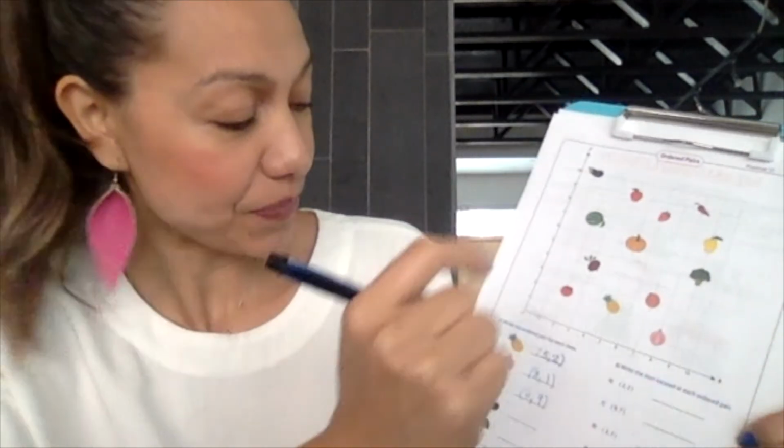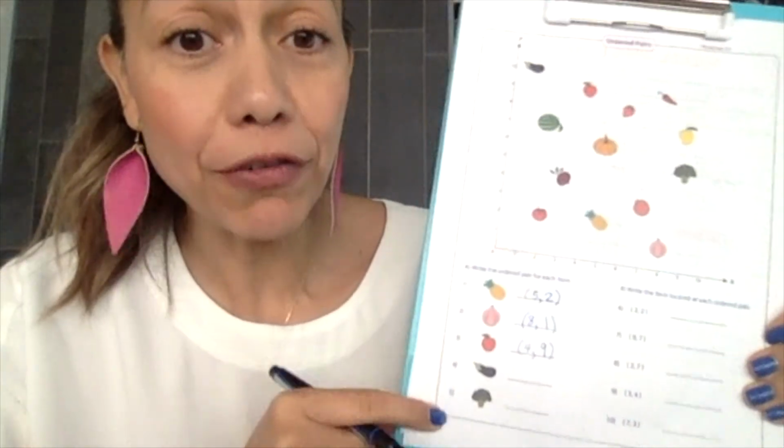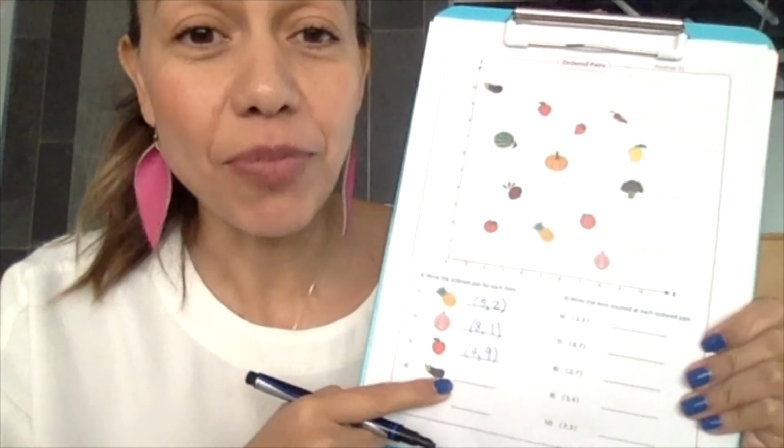There it is. Okay, I'd like for you to do number 4 and number 5 by yourself. Give me the ordered pairs for that eggplant and for that broccoli. Press pause and work on that now.